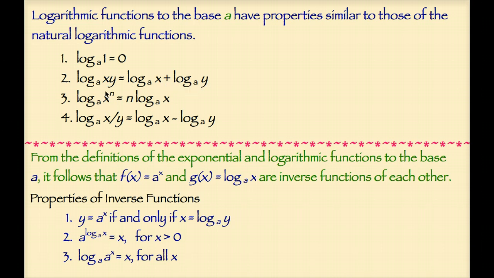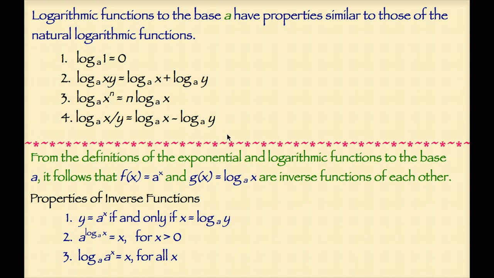If the argument of your logarithmic expression is a term with an exponent, the exponent property says we can bring that exponent around to become the coefficient, n log base a of x. And if the argument of your logarithmic expression is a quotient, this can be separated into a difference of logarithms, log base a of x minus log base a of y.